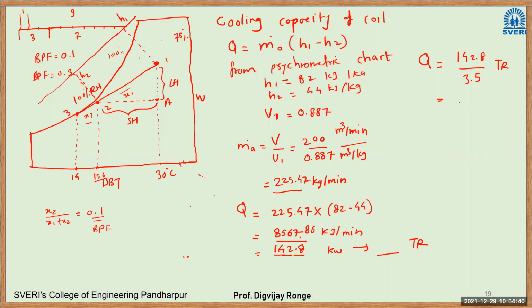This will be in tons of refrigeration, right? 40.8. Okay, 40.8, right? So you can see the cooling capacity of the coil is 40.8 tons of refrigeration, right?